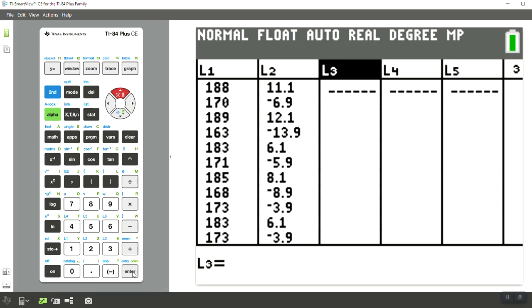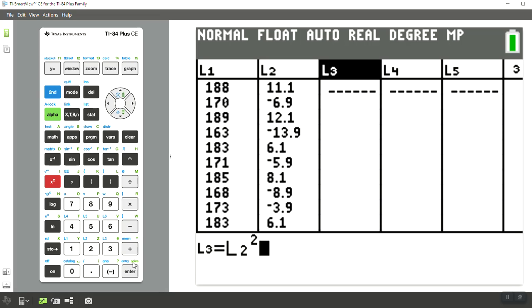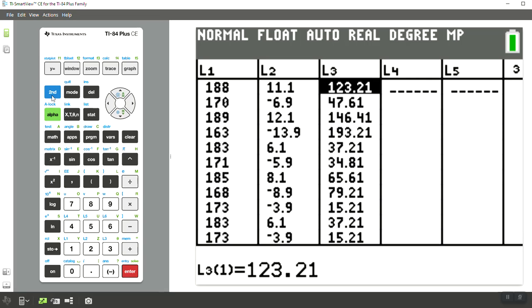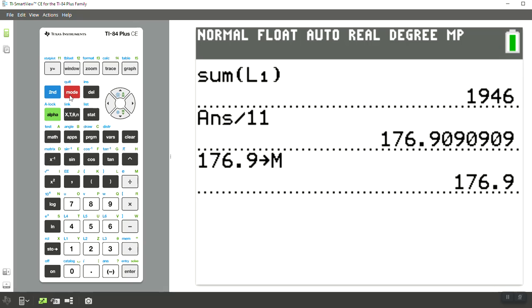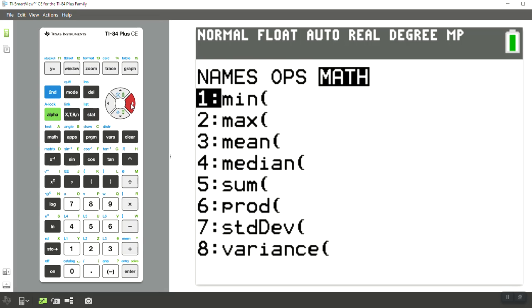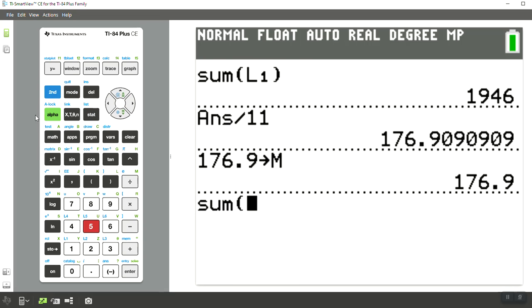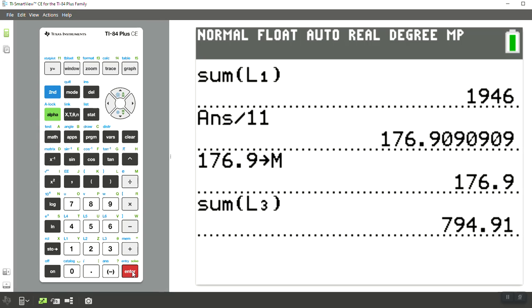So if I hover up to L sub 3 and push enter, I'm going to ask for all the differences that are in list 2 and ask for them to be squared. And it'll automatically square those. The formula uses the sum of those squares of the differences between each of the data values and the mean, which is in list 3. So if I push second stat and over to math, using the sum command, now on list 3, I'll find that that is 794.91.